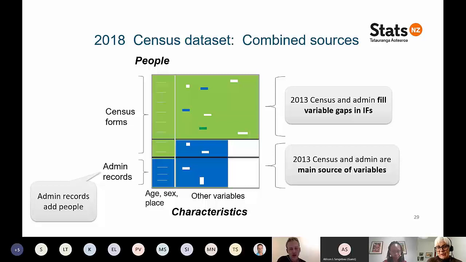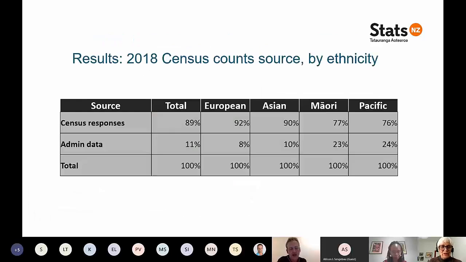Well, I was going to ask a quick question, Christine. I think I know the answer, but it might be useful for other people. What was the percentage of census records versus admin records in the 2018 census? What was the mix? Oh, I think that's my next slide. I should have gone to this. So, thank you, Ian. Overall, 89% of the census file is made up of census responses and 11% from administrative data.